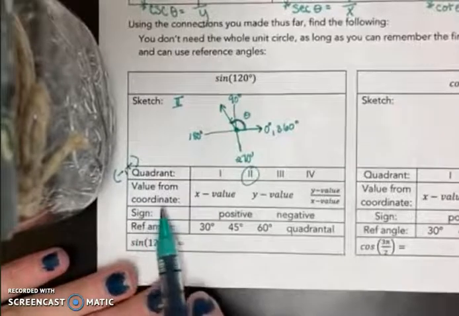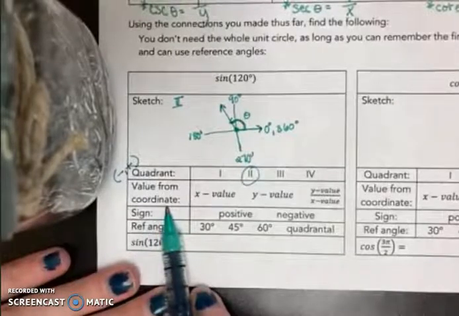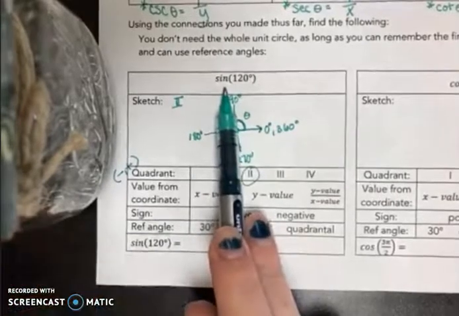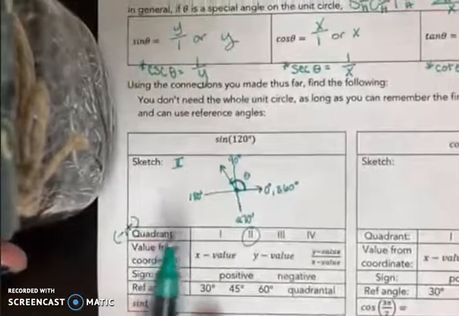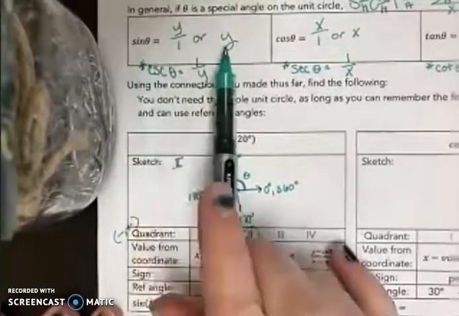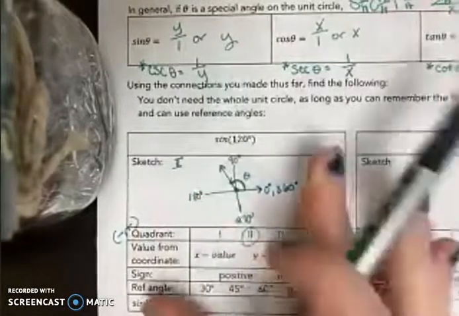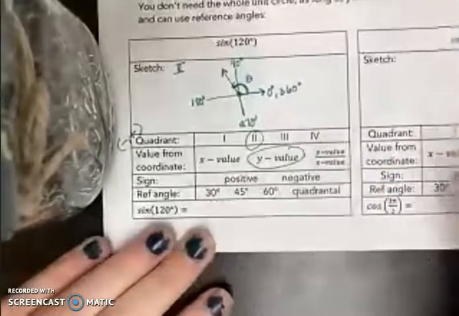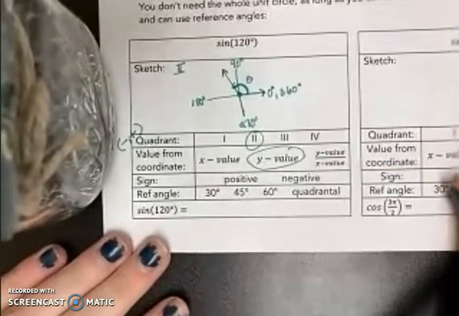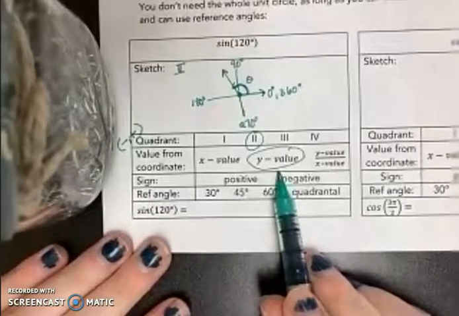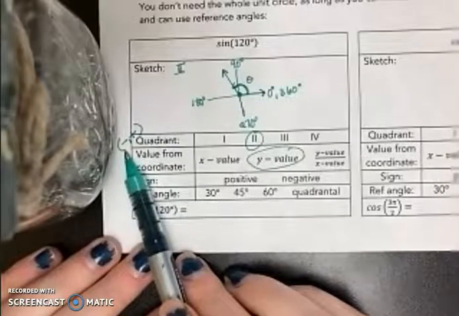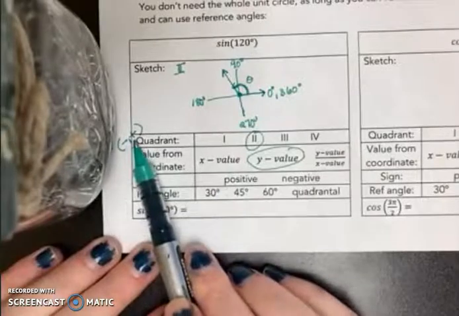Now, the next thing I want to know is what value from the coordinate are we going to look at? So if I would like to know what sine is, I'm going to scroll up. We just talked about it here. Sine is equivalent to the y value. So I would like to know what the y value of the coordinate is. And if I know that I want the y value, I can look at what quadrant it's in and say if it's going to be positive or negative. So the y value in the second quadrant will be positive.